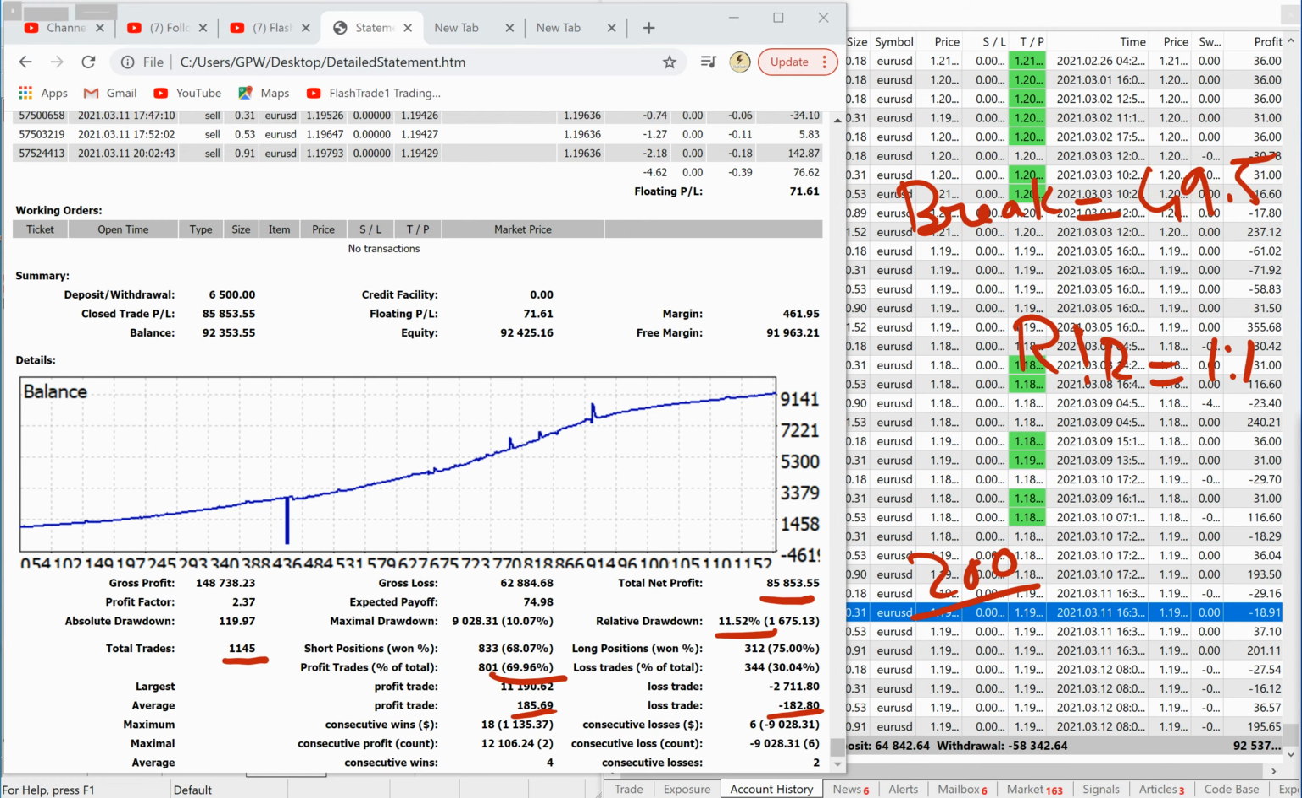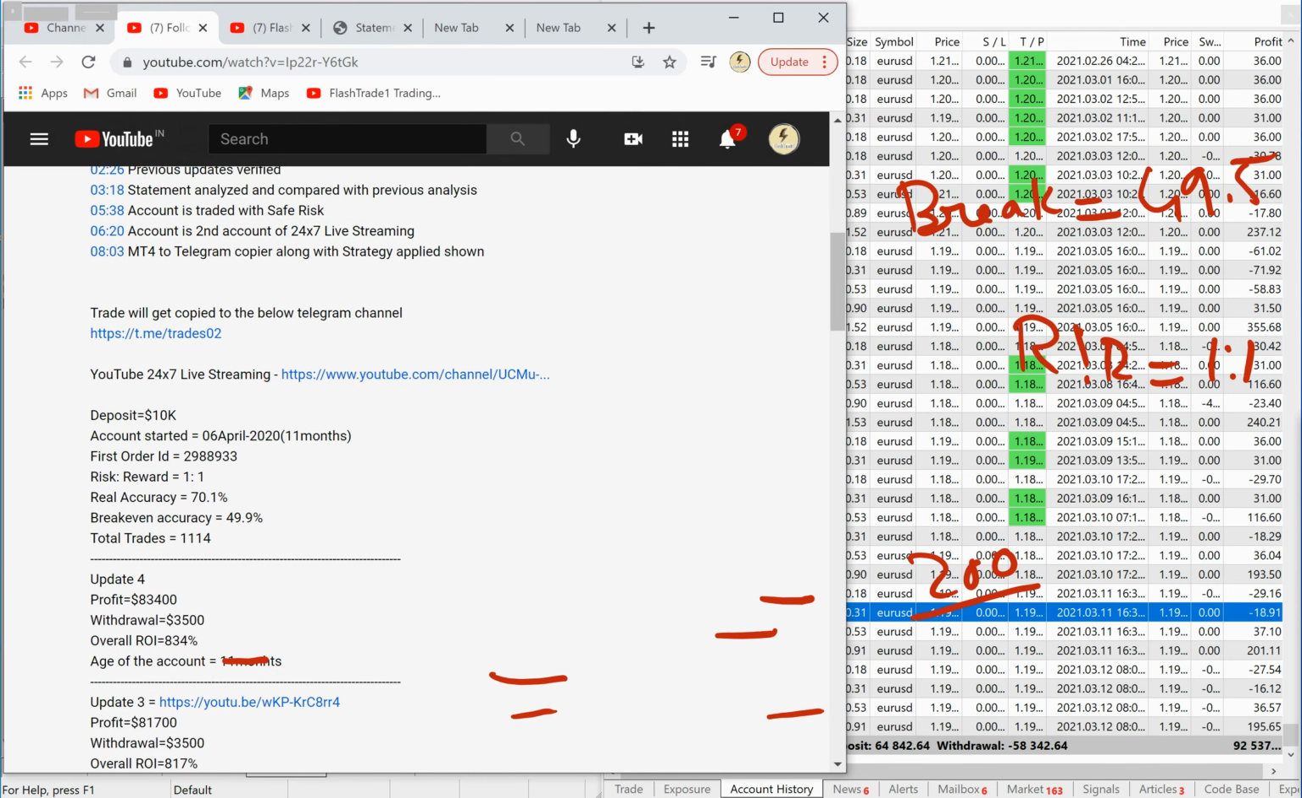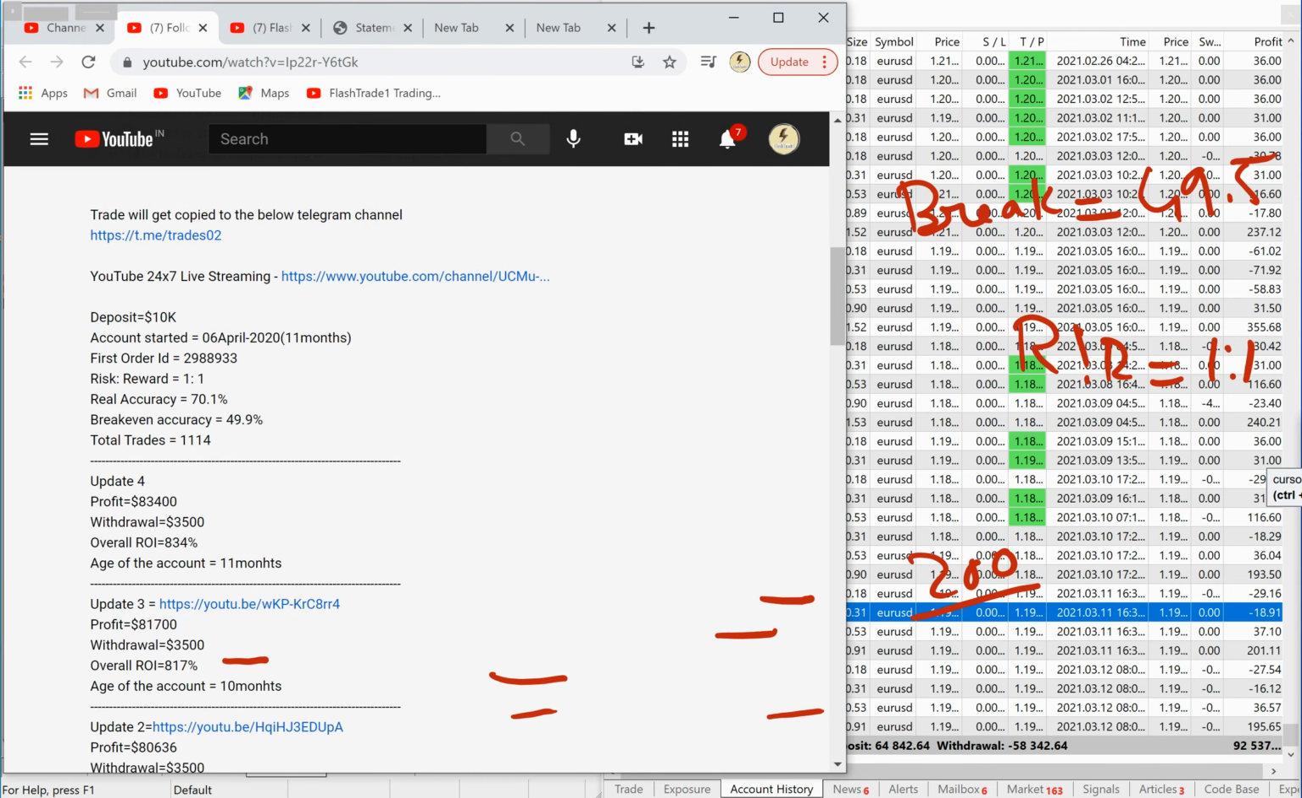If we compare it with the previous analysis, you would find that last time the real accuracy was 70.1. As of now it has decreased to 69.9, so by 0.1 the accuracy has decreased. While the break even was 49.9, it has decreased to 49.5. So overall the trading strategy has been maintained on this account. Risk reward is also maintained at 1:1.